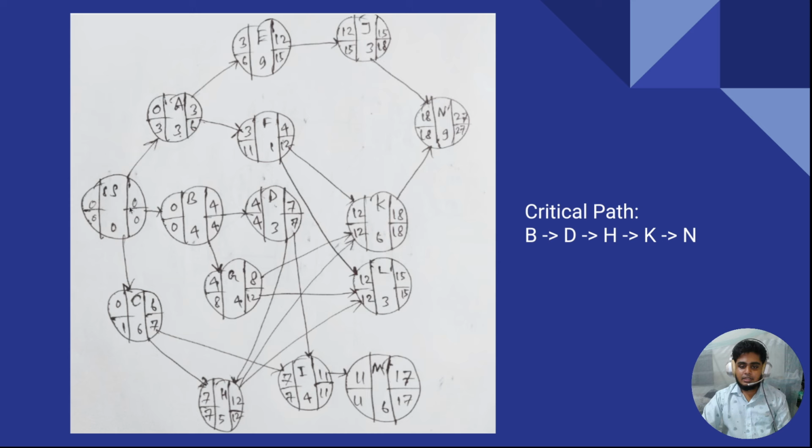So take this path. B has two paths, G and D. For D, you can see 4 minus 4 is equal to 0. So you have to take B to D, and after that D to H and I. So what do I have to take? 7 minus 7 is equal to 0. Again for I, 7 minus 7 is equal to 0. Both of those values are useful.